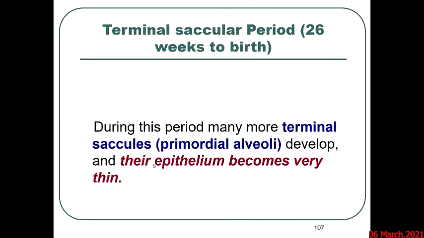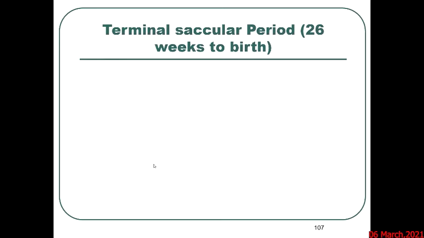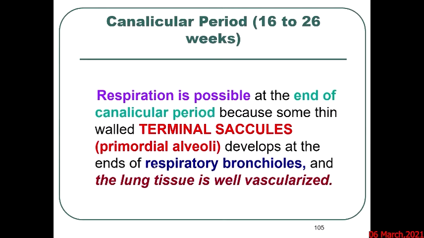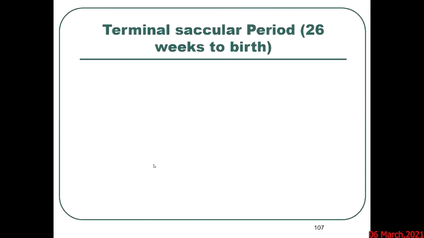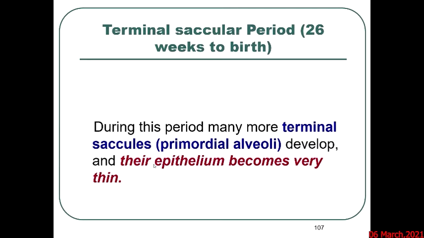During this period, many more terminal saccules develop. And now we have finished the canalicular period, 16 to 26 weeks. Respiration is possible. Now we will go to the third stage, the terminal saccular period, 26 weeks to birth. Birth means about 38 weeks.